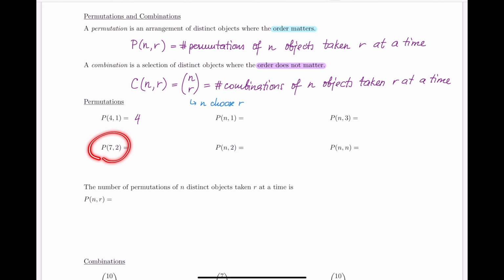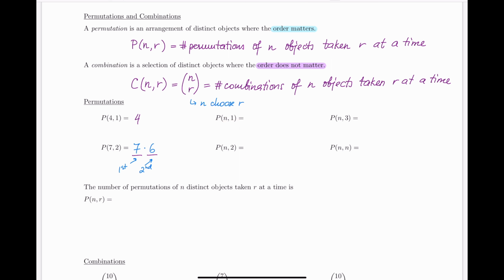Next one, I have 7 objects, and I want to arrange 2 of them at a time. So 2 of them means I am going to have 2 spots, again, in a line, and a picture, if you prefer a visual image of that, and I have 7 objects to choose from. The number of options for the first one is 7. Remember, the objects in both of these cases have to be distinct, so the number of options for my second object is going to be 6. I have to multiply them together in order to obtain the final answer. So this is my first choice, and this is now going to be my second choice.